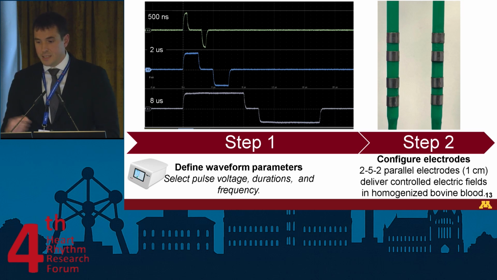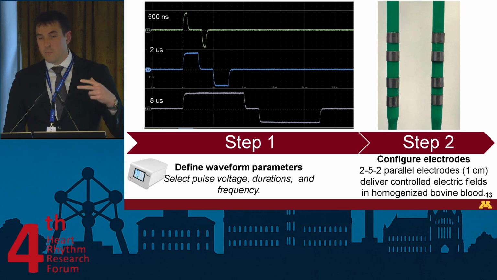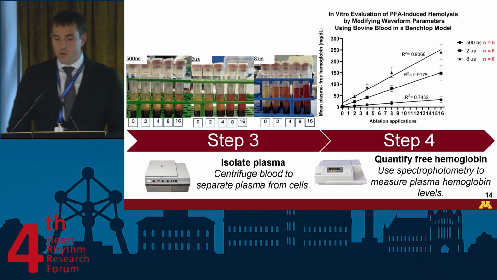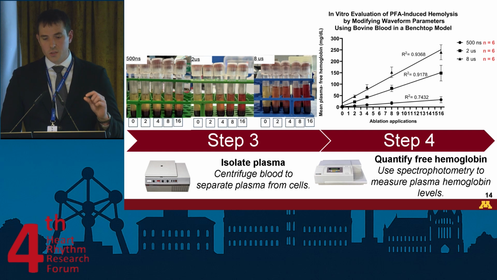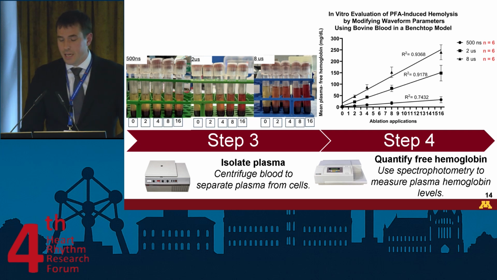The second aspect is we designed a common 252 catheter that is utilized in the cath lab, and then we made a configuration in a parallel form. They're 1 centimeter apart, so we can control what's occurring with the electric field. And then we delivered these into homogenized bovine blood. At each of those waveforms, we did serial draws. So at 0, 2, 4, 8, and 16 applications at each of these waveforms, we pulled blood out and then centrifuged it, like I mentioned earlier.